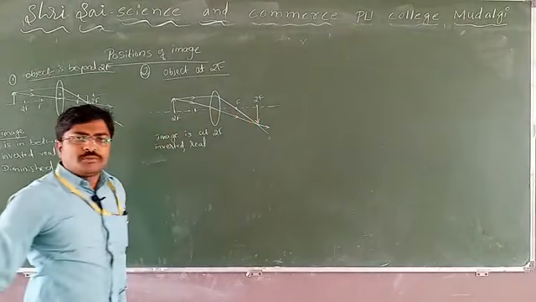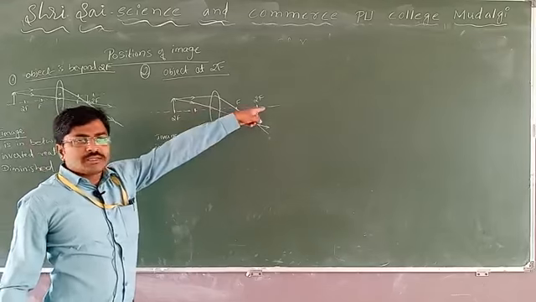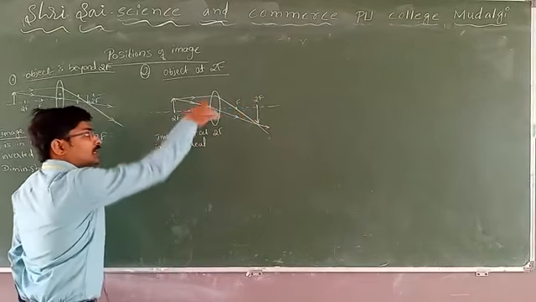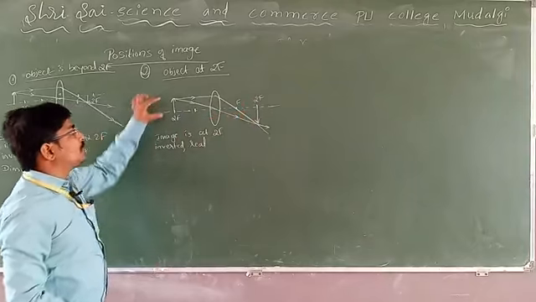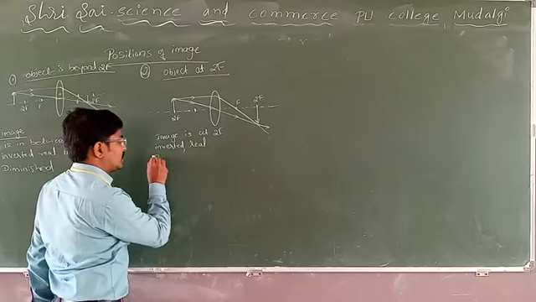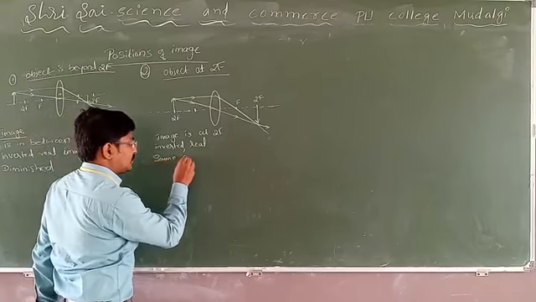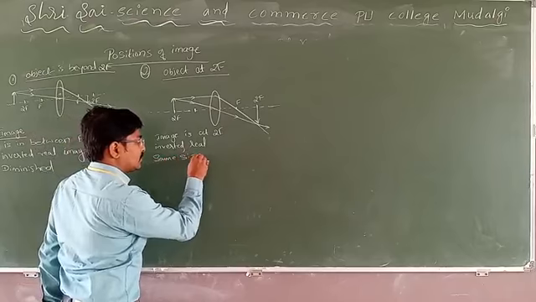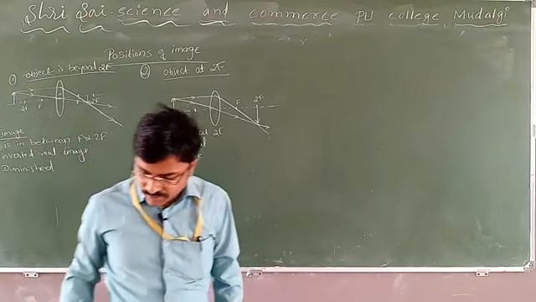If you kept the object at 2f, then the image is also at 2f. Therefore inverted and real image. What about size? If you see the object size and the image size, almost same, it is the same size.